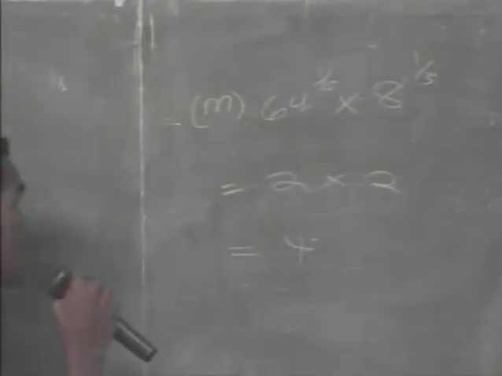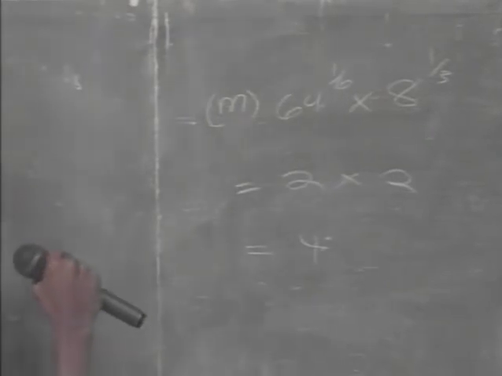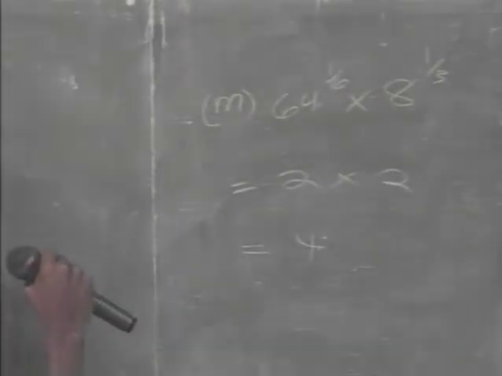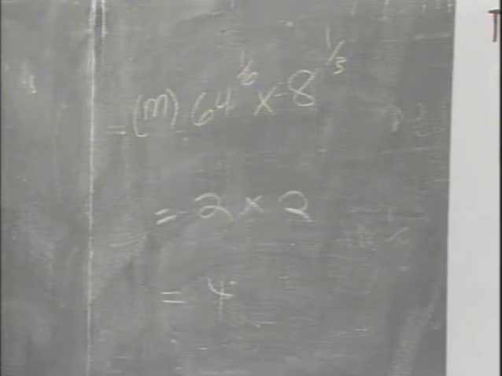4 raised to the power of 1 over 6 times 8 raised to the power of 1 over 3 is the same as finding the 6th root of 64, then multiplying it by the cube root of 8. So the 6th root of 64 is 2, and the cube root of 8 is 2. So 2 times 2 equals 4. Good.